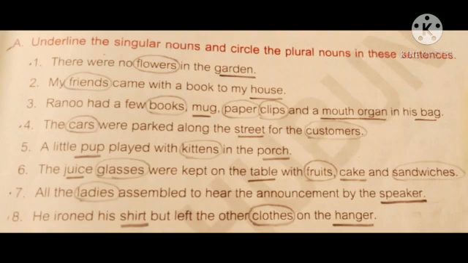Fourth, the cars were parked along the street for the customers. Cars, many cars, circle. Street, one street, underline. And customers, circle, many customers.